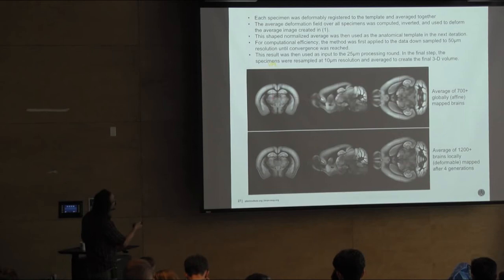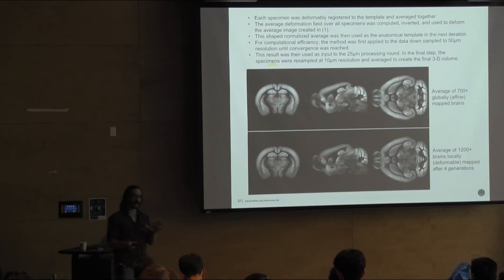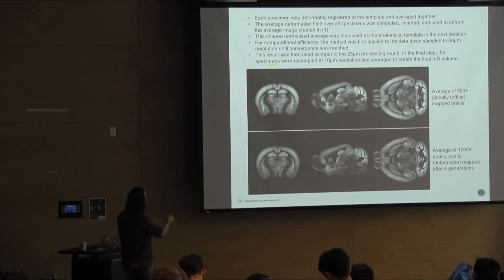This is after 700 brains. This is after 1,200 brains. You can see that it's accurate, and this is not just an affine transformation. This also has local deformations in order to get the sort of micro adjustments just right in the different areas. And you start to see features like the barrel field pop out after doing this enough times.